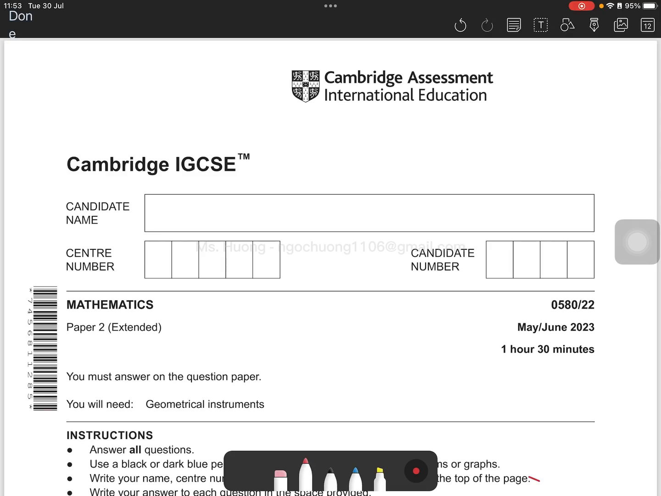Hi everyone, today I will solve the questions in the past paper IGCSE Mathematics 0580 in May-June 2023, and this is question paper 22.